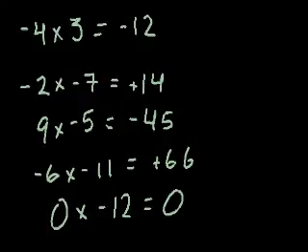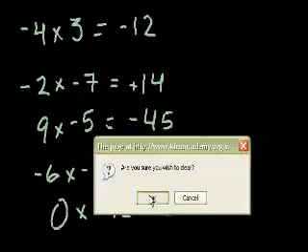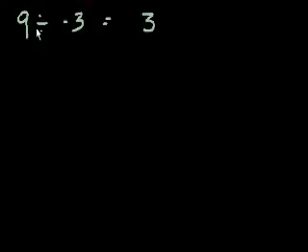So let's see if we can apply these same rules to division. It actually turns out the same rules apply. If I have 9 divided by negative 3, well, first we say, well, what's 9 divided by 3? Well, that's 3. And they have different signs, positive 9, negative 3. So different signs means a negative. 9 divided by negative 3 is equal to negative 3.